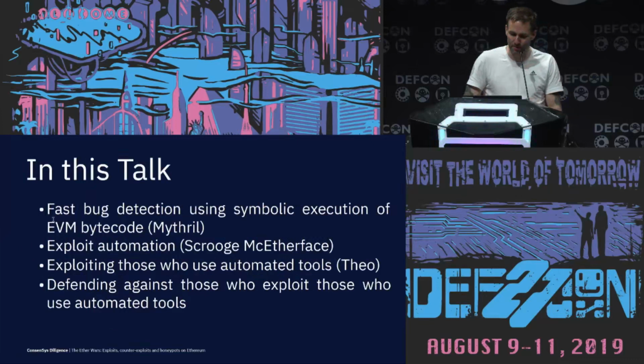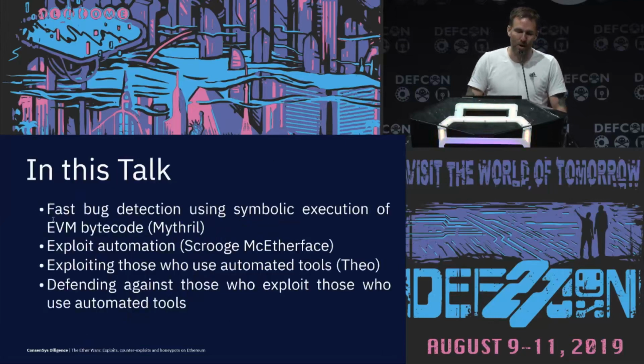So what we're going to cover is, first of all, symbolic execution for automatically detecting bugs in EVM bytecode. And we are going to focus on instances of bugs where the attacker steals ETH from other contracts. ETH is the native currency of the Ethereum blockchain. So the goal is always to increase your own balance in some way.